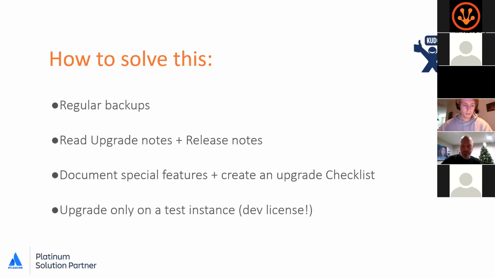Again, documentation of various special features like integrations that are necessary to test out first before you perform the upgrade on your production instance. It's also useful to have an upgrade checklist and document files that have changed, files that you have changed that you might need to change on the new upgraded instance.